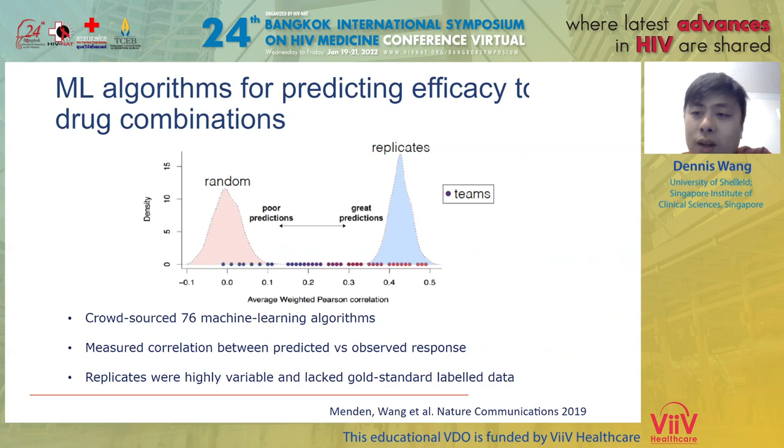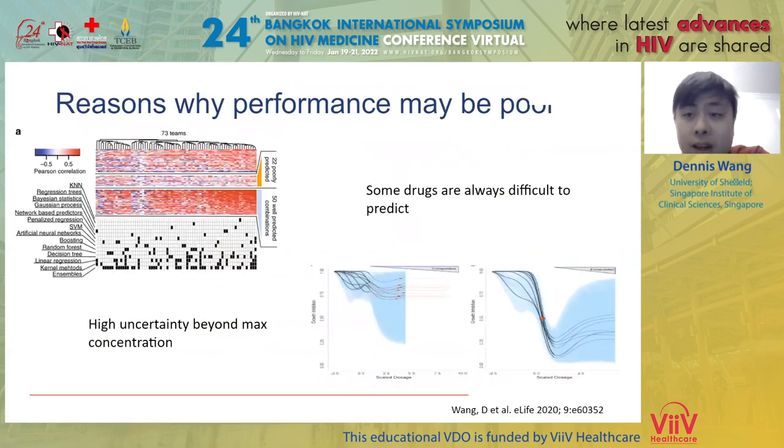What's difficult to describe is how good or how poor the predictions are. So we use random models and also replicate experiments to set a lower bound and upper bound for these predictions. And what you can observe here is that quite a lot of algorithms do quite well, at the level of replicate experiments, for predicting drug synergy.